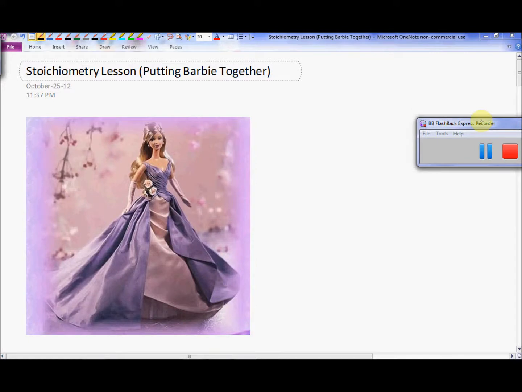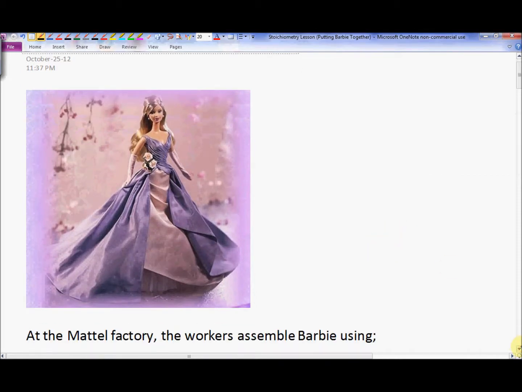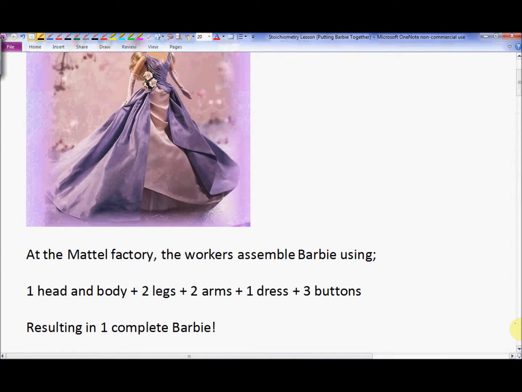Today we'll begin to learn about stoichiometry. One of the top selling toys of all time is Mattel's Barbie. So in honor of Barbie's success in sales, I'm going to base the theme of this lesson on stoichiometry on the Barbie doll. Okay, isn't she lovely?